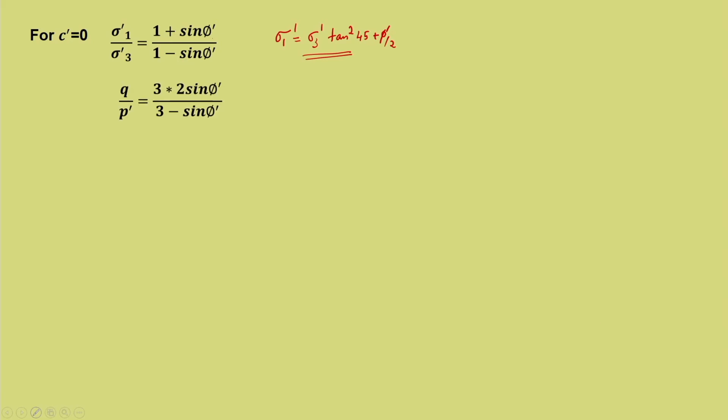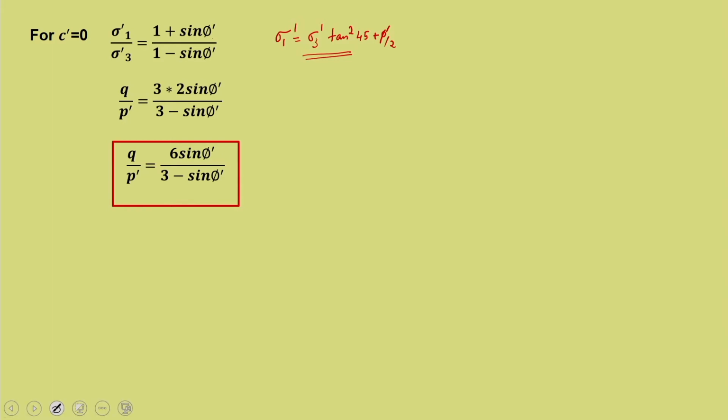You substitute this in this particular expression of Q by P dash, that will give you 3 into 2 sin phi dash by 3 minus sin phi dash. So, the slope of the failure envelope will be Q by P dash is equal to 6 sin phi dash by 3 minus sin phi dash. Remember, this is for the case of compression. Now, the same can be obtained for extension as well, that we will see later, maybe as a part of assignment. For the time being, this is only for compression.